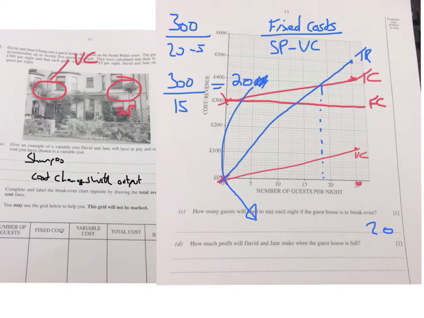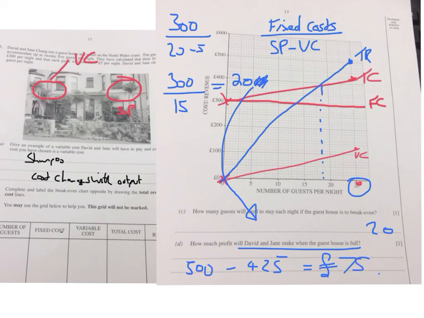Anyway, moving on quickly. How much profit will David and Jane make if the guest house is full? Right. So if it's full, they've only got 25 guests. Their revenue at that point is 500. As you can see up here, their revenue is up here, but their costs are 425. So that means their profit at that point would be £75. Now, if anyone's struggling with that one, I'm happy to answer your questions at the end.